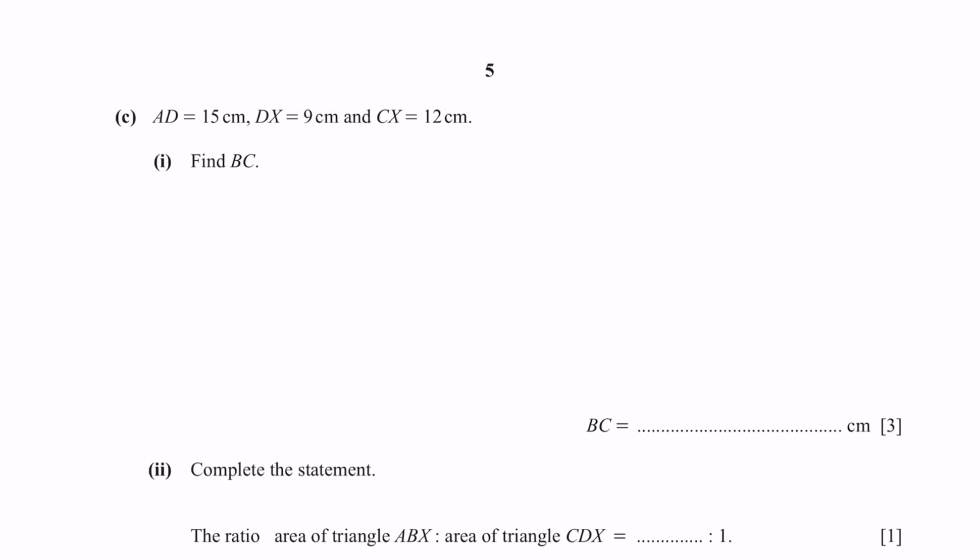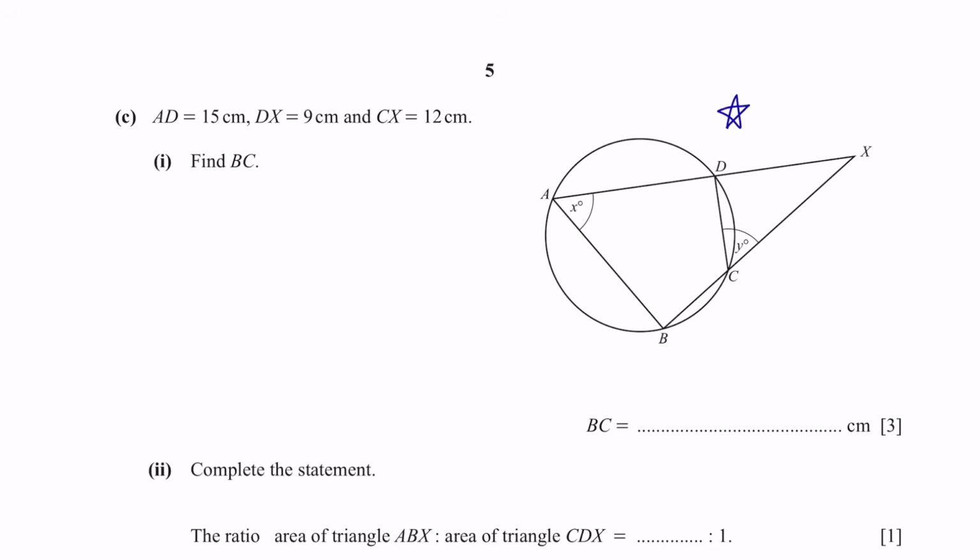Since it's a continuous question, I'm just going to put the figure over here. AD is equal to 15 centimeters, DX is 9 centimeters, and CX is equal to 12 centimeters. Part 1. Find BC. Okay, so let me redraw this into two different triangles.